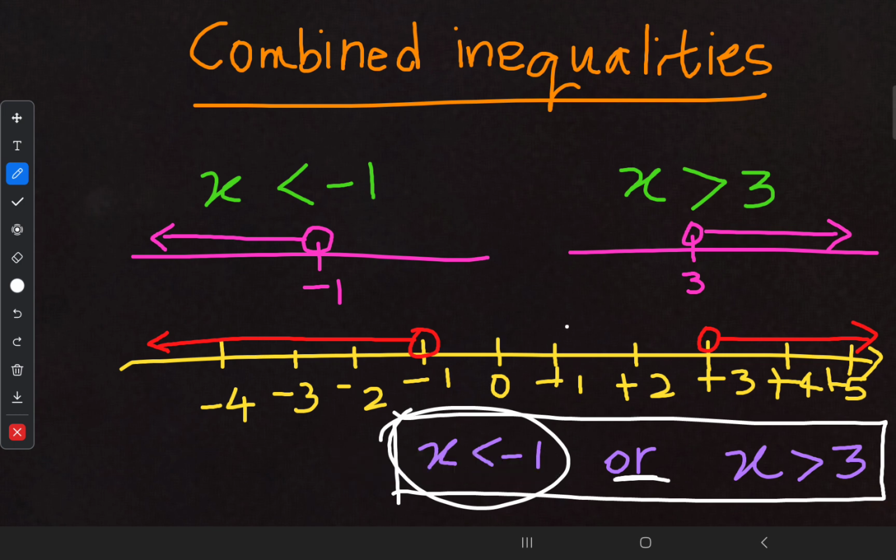What is happening here is that when two inequalities are combined in this manner, we express the fact that at least one of the two inequalities should be satisfied. In this question there is no region which satisfies both of these conditions. This one satisfies one of the conditions, and this one also satisfies one of the conditions. So this is the way you have to represent your answer.